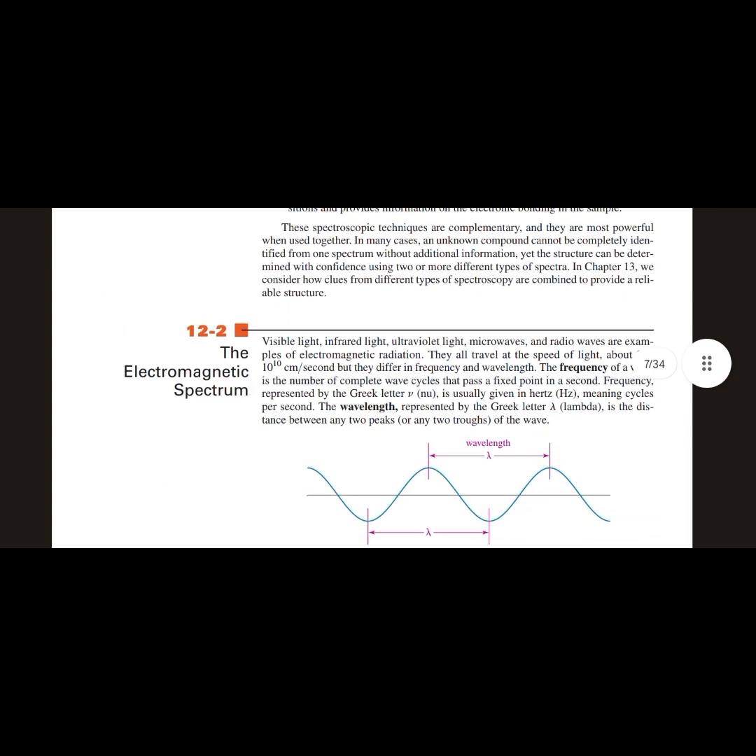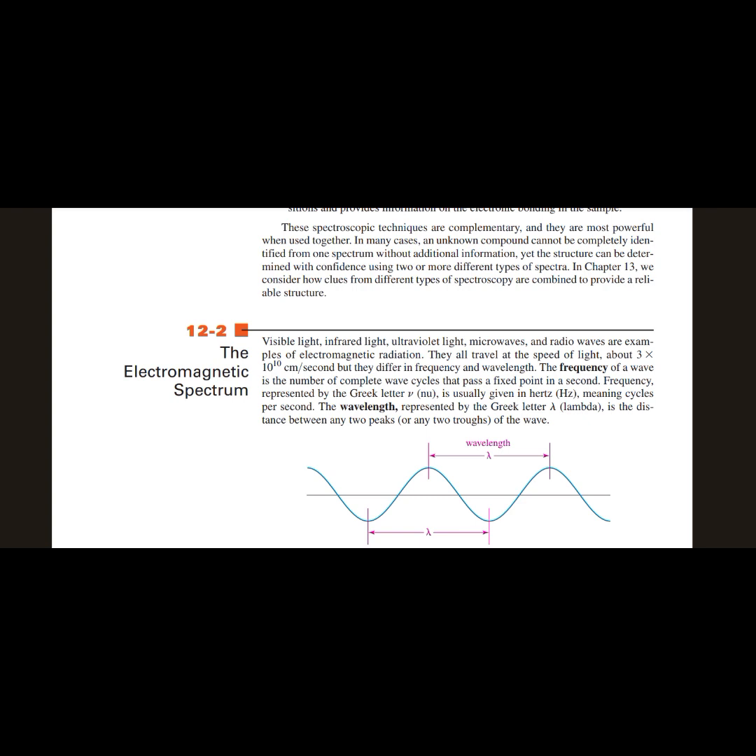These spectroscopic techniques are complementary and they are most powerful when used together. In many cases, an unknown compound cannot be completely identified from one spectrum without additional information, yet the structure can be determined with confidence using two or more different types of spectra. In chapter 13, we consider how clues from different types of spectroscopy are combined to provide a reliable structure.